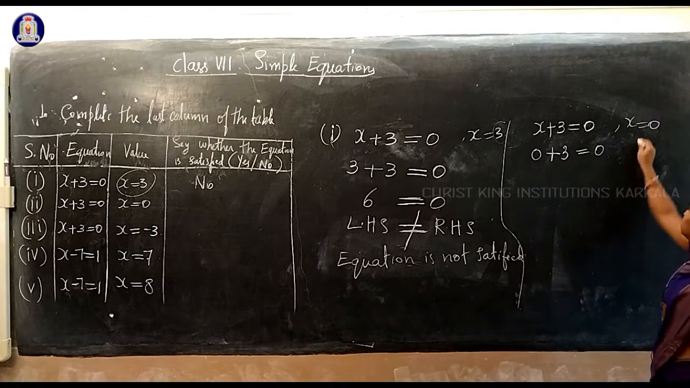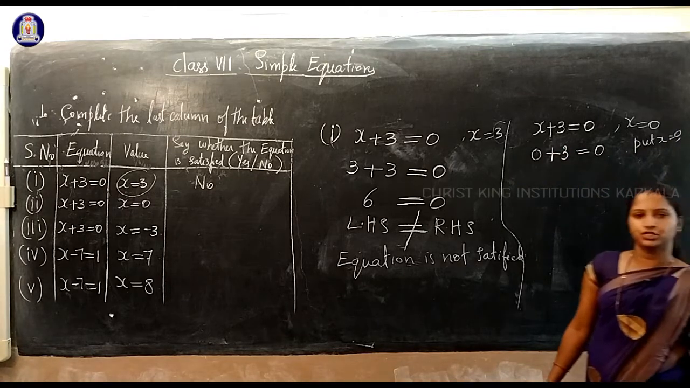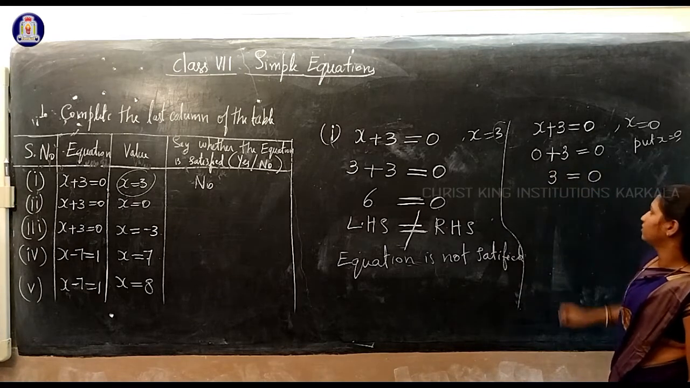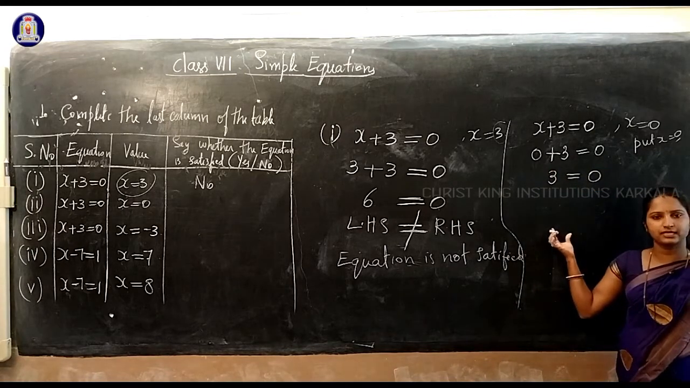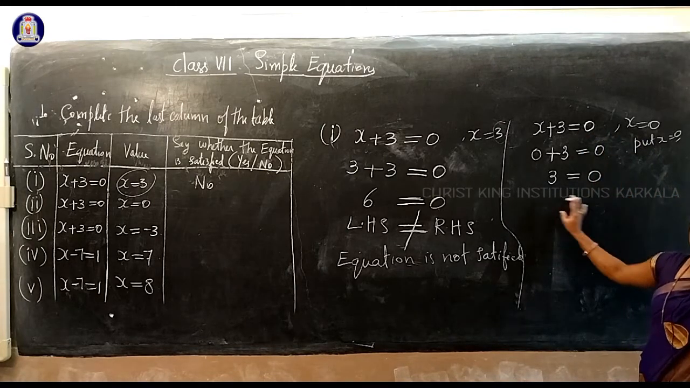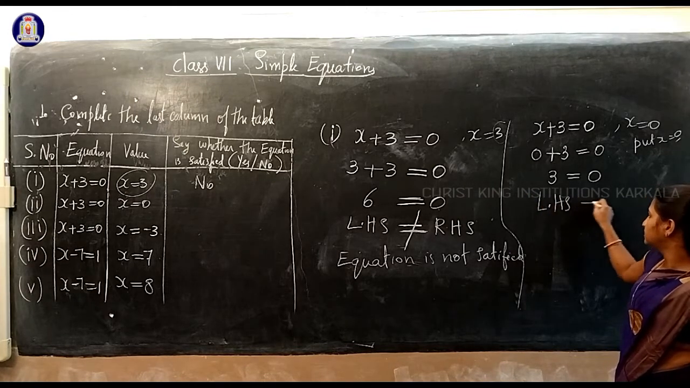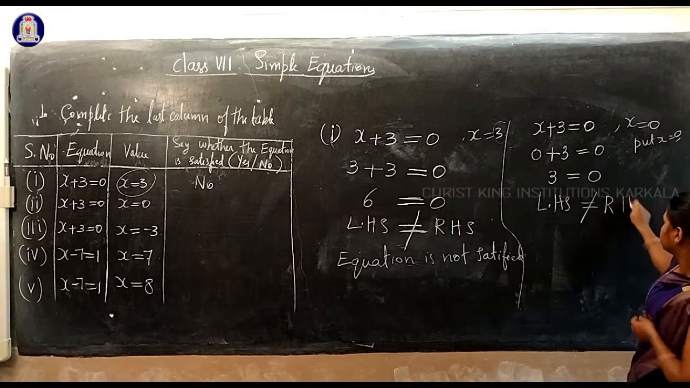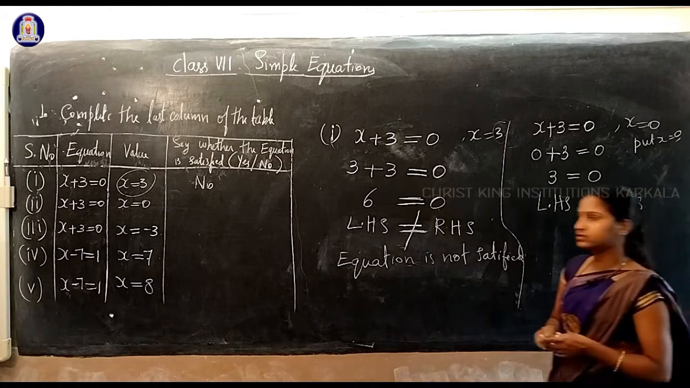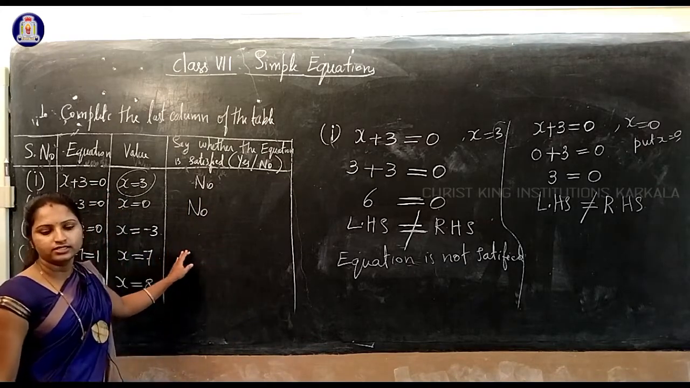That means put x is equal to 0. That x value must be written in this equation. Substitute the value. So 0 plus 3 is 3, is equal to 0. Is this equation satisfied? If you write x is equal to 0, is this equation satisfied? No, this equation is not satisfied because the LHS answer is not equal to RHS. So this is also not satisfied. Clear?